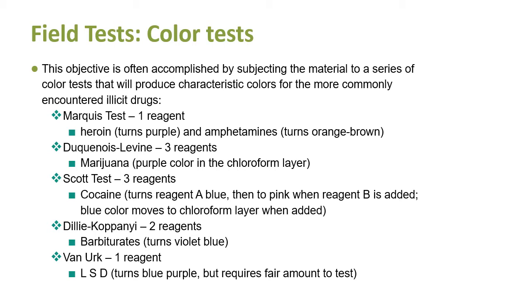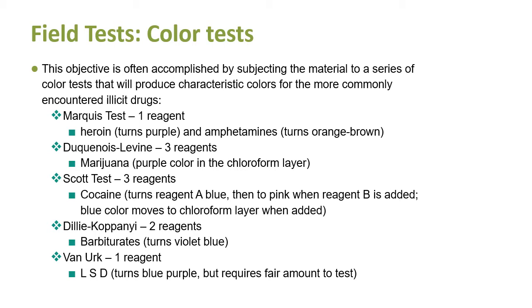That's 3 different reagents. This one's a little bit more complicated, but in the presence of marijuana, there are 2 different layers, and one of the layers will be purple. The higher layer, the chloroform layer, is the top layer, and that would be a purple color.